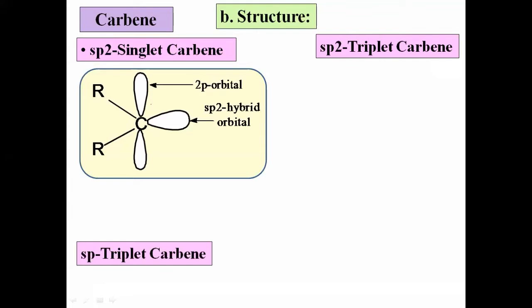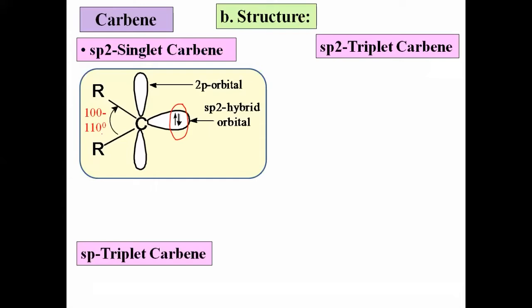the main plane. We know that in carbene there are two non-bonded electrons, and these two electrons are present in the sp2 hybrid orbital. In sp2 singlet carbene, the non-bonded electrons are present in the sp2 hybrid orbital, and these electrons are paired with opposite spin. The bond angle is about 100 to 110 degrees. This is about sp2 singlet carbene.